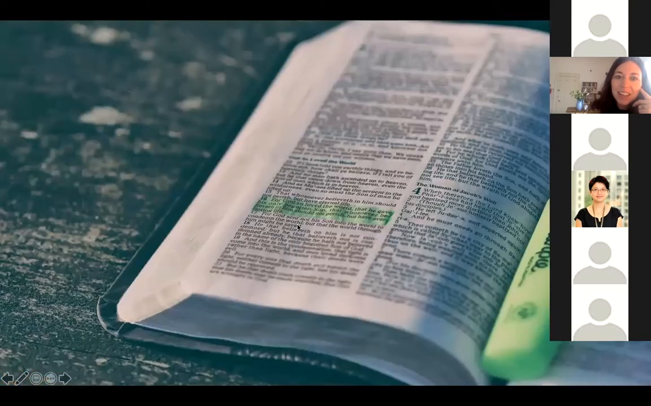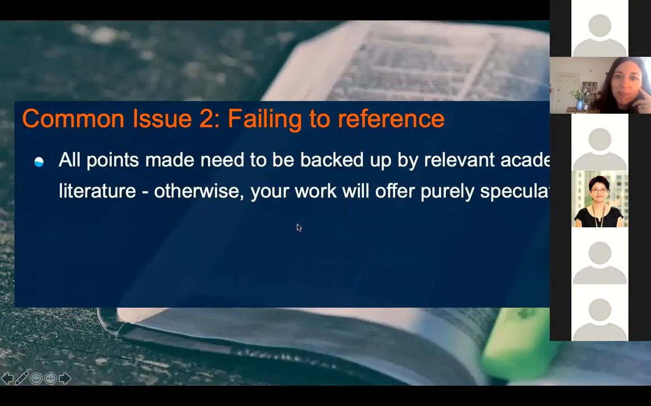Okay, some more examples then. Common issue number 2, failing to reference. This is a major one, especially when you're writing a research thesis. Basically, you have to reference. If you're just talking to your friend about something that happened yesterday, you're not going to say Paul 2022 said this, because that's a completely different context and it's not academic writing you're doing. But if you're doing academic writing, you absolutely need to reference and use the appropriate style.